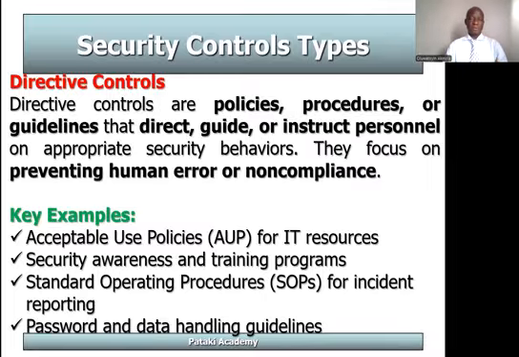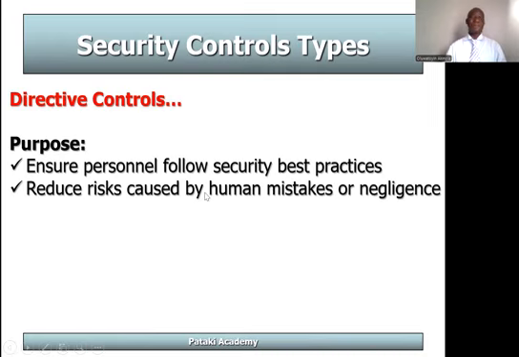Key examples of these are acceptable use policy for IT resources, security awareness and training program, standard operating procedure for incident reporting, and password and data handling guidelines. The purpose of directive control is to ensure personnel follow security best practice. It reduces risk caused by human mistakes or negligence.